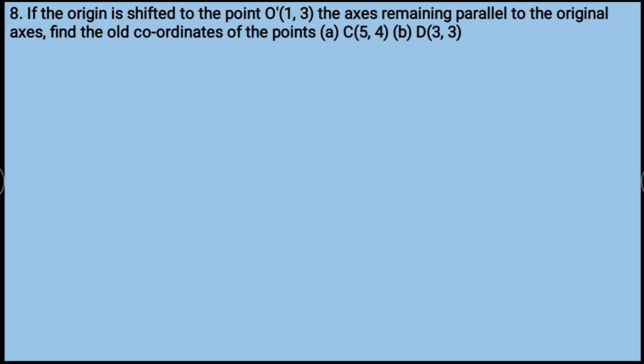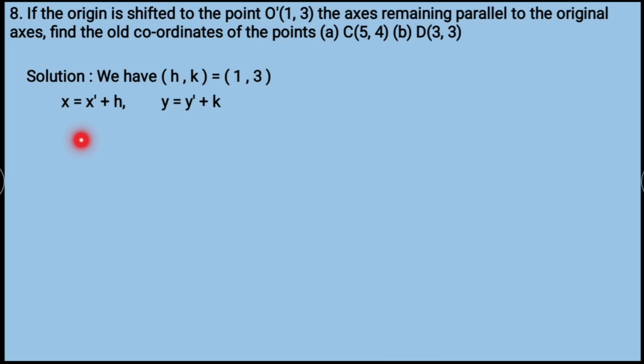So here, first we write in the solution the value of h, k. We have h, k equals 1, 3. So h is 1, k is 3. So we write here x equals x dash plus h, y equals y dash plus k. So we substitute h as 1, k as 3. So we write here x equals x dash plus 1 and y equals y dash plus 3, and we denote it by equation number 1.